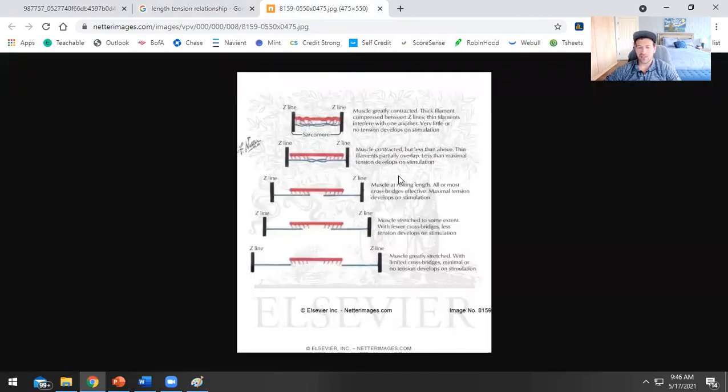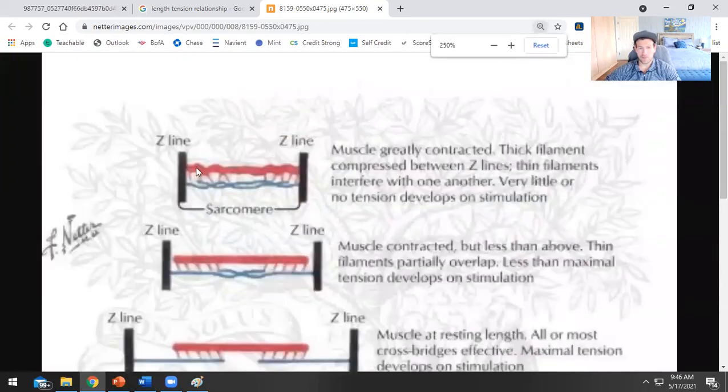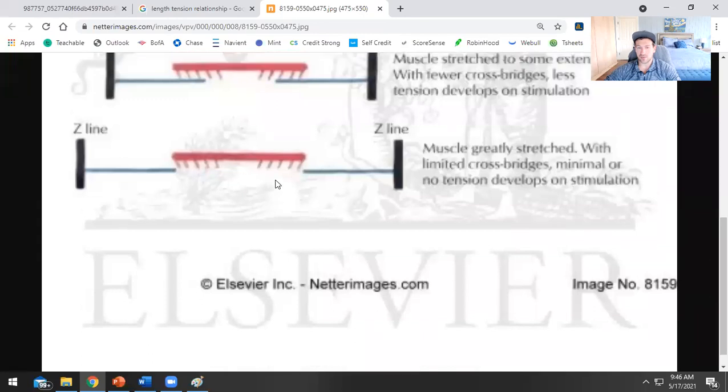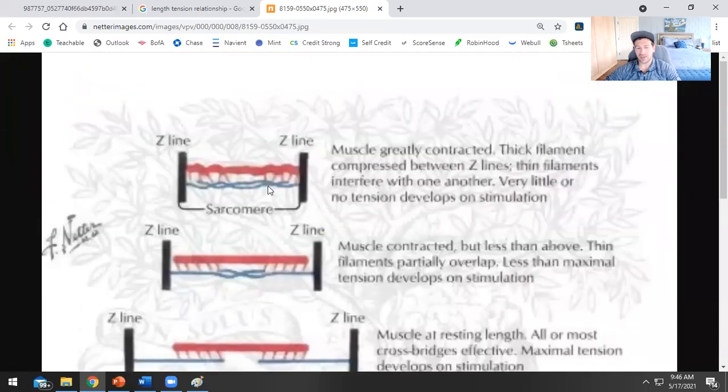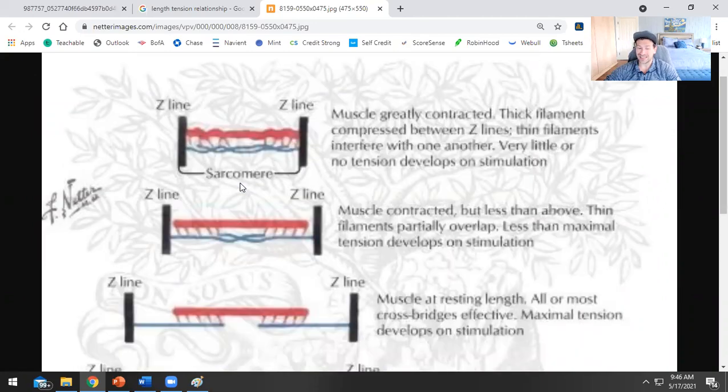right? So we can see here in this picture, right? This is a really shortened muscle. And on the other side of the joint, you're going to see something like this, right? Actin and myosin are already way too bunched up, right? These are fully bunched up. There's no overlapping that can occur anymore. There's no sliding that can occur.